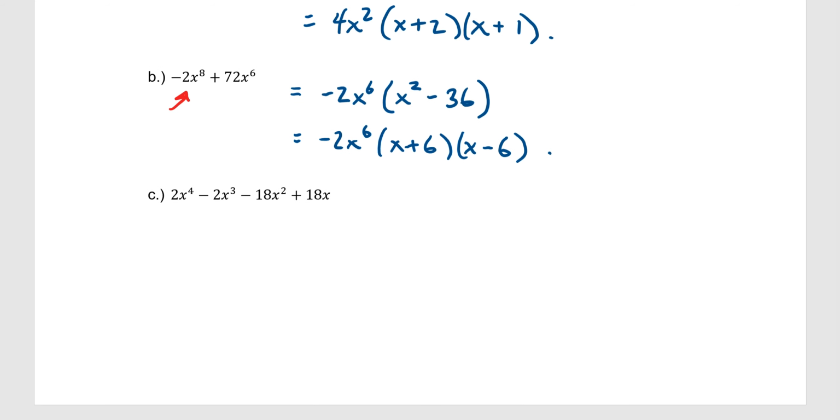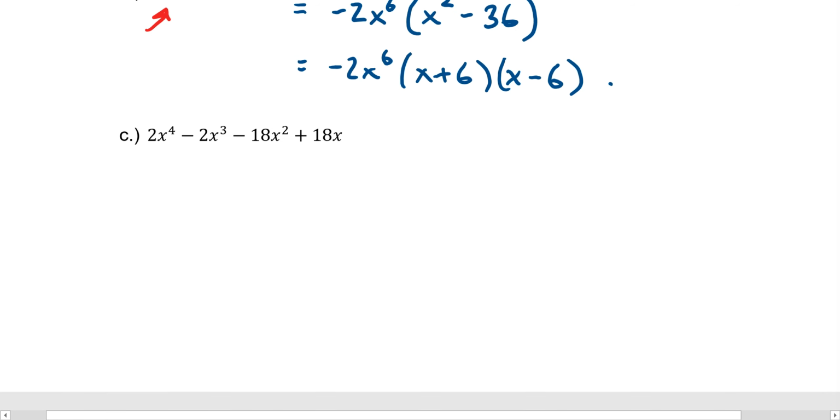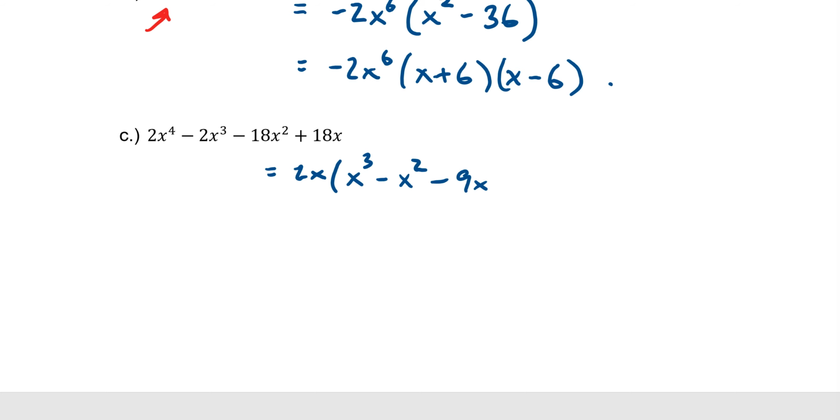Okay, last one, we have 2x to the fourth minus 2x cubed minus 18x squared plus 18x. It looks like there is a GCF here. There's a GCF of 2x, and we factor that out front. We are left with x cubed minus x squared minus 9x plus 9. The factor in those parentheses looks like it can be factored using grouping.